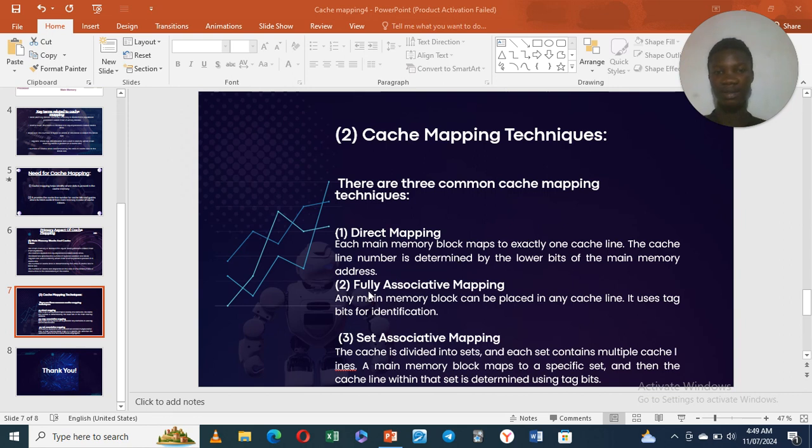The second one is fully associative mapping. Any main memory block can be placed in any cache line. It uses tag bytes for identification. Then the third one, the last one, is set associative mapping. The cache is divided into sets, and each set contains multiple cache lines. A main memory block maps to a specific set, and then the cache line within that set is determined using tag bytes.